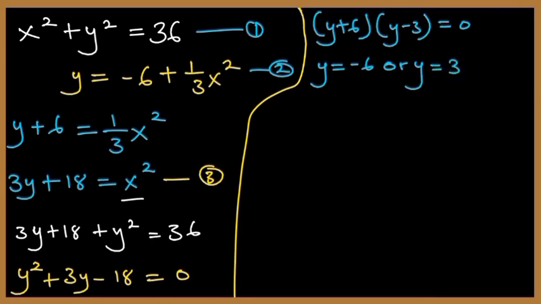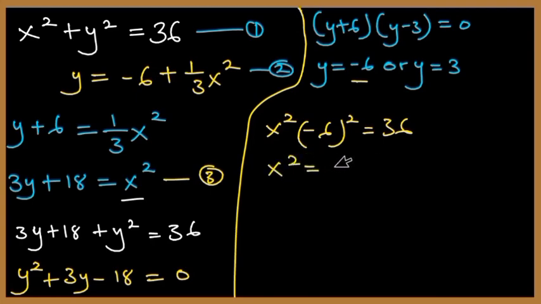So now let's find the value for x. In finding the value for x, we substitute y into equation 1. Doing that, when y is negative 6, x squared will be minus negative 6 all squared equals 36. So therefore, my x squared equals 0 here. Therefore, my x equals 0.